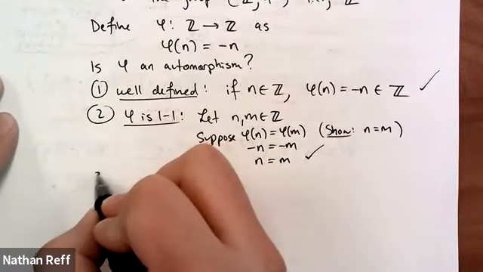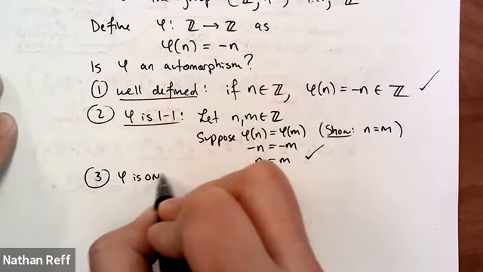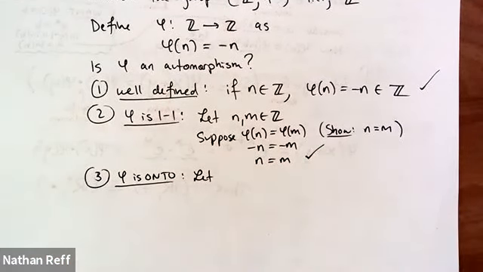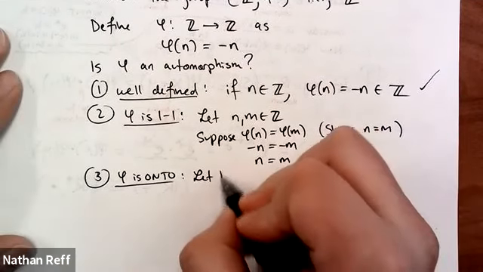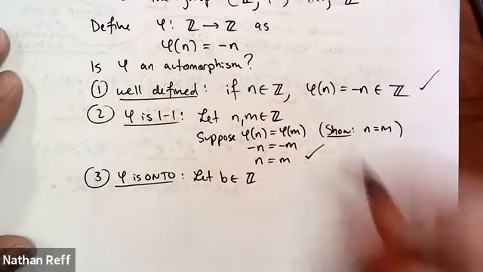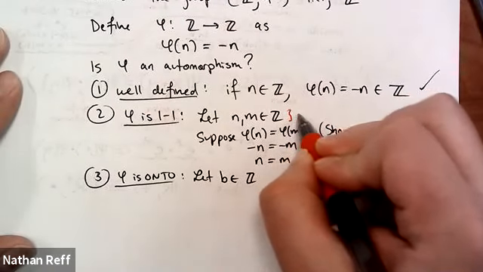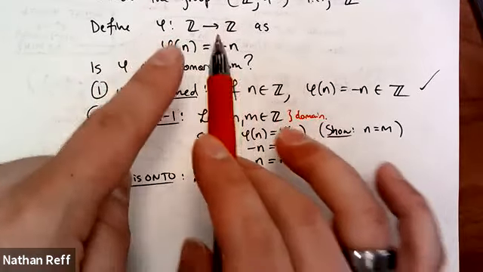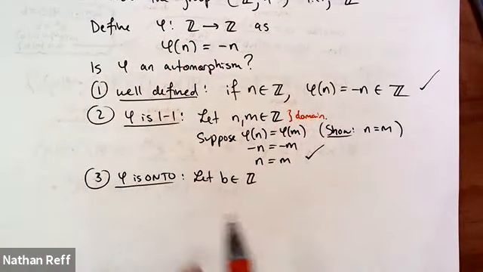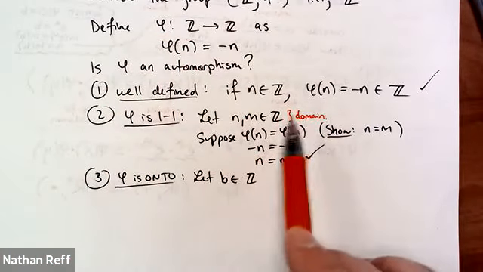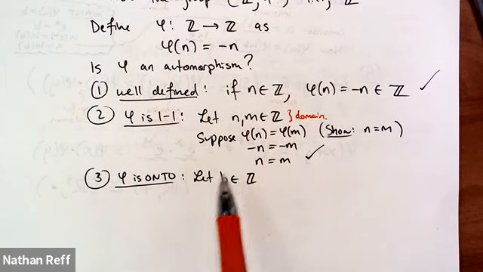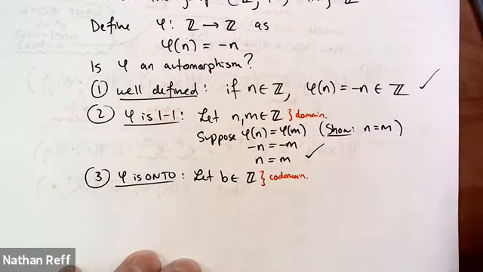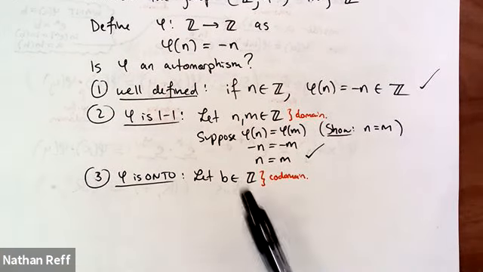On to onto. Do you want me to use B and A? Okay, so let B be in the codomain. So just to be clear, note this is the domain. It's confusing because these happen to have the same codomain and domain, but just to follow the template, be aware that when you start the 1 to 1, it's in the domain. You pick the 2 things in the domain. For the onto, you pick something in the codomain, right? And now you're trying to show there exists something out there that gets mapped to this.